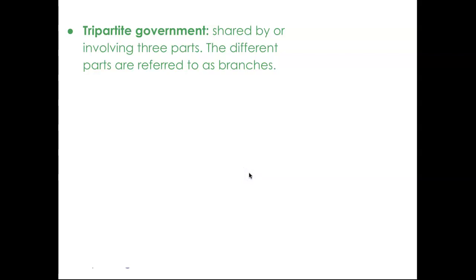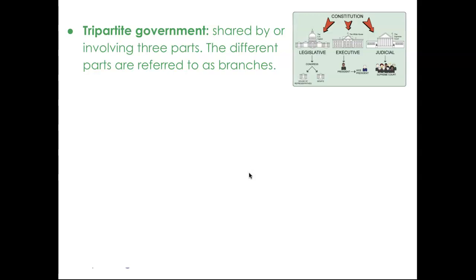So the first word is tripartite government. This is shared by or involving 3 parts. The different parts are referred to as branches in our government. And so think of a triangle, right? 3 sides. A tricycle has 3 wheels. So tripartite means it has 3 parts. And we actually got this idea from the Romans. They had a tripartite government.